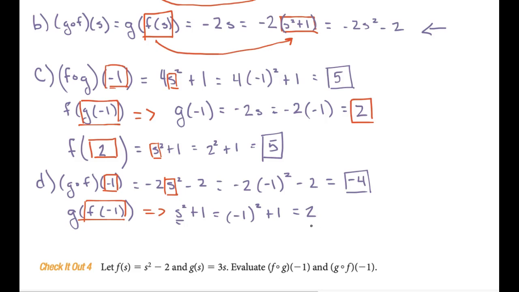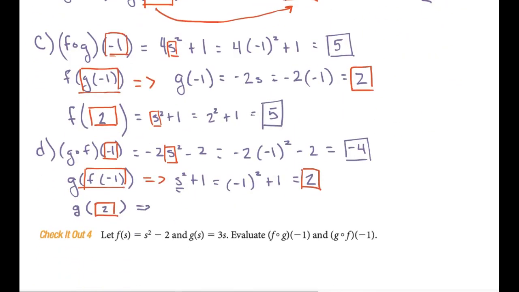So now the 2 is going to go in, we get g of something. Okay, so g of f of -1. That was this one right here. Well, f of -1 is 2. So we're going to put 2 in here, g of 2. So now we need to know what was g. Well, g is up above, and g was -2s. So we get -2s equals, and we're going to replace the s with the 2. So we get -2 times 2, which is -4. So either way we did it, we got -4 or -4, whichever way.